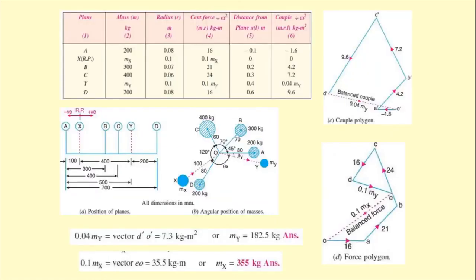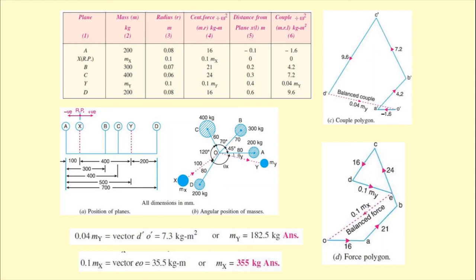Then we have to make the tabular column just like this. So first A, then X, which is considered as reference plane, then B, then C, then Y, that is also the plane for the balancing mass, then D. And an important thing to note is that in the second column, that is for the mass in kg, mx and my are unknown. Then comes the third column where every value is known, that is the radius in terms of meter.